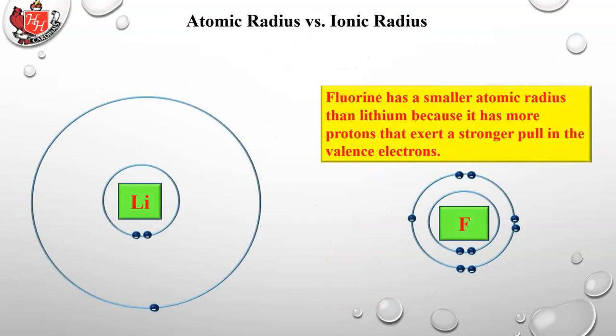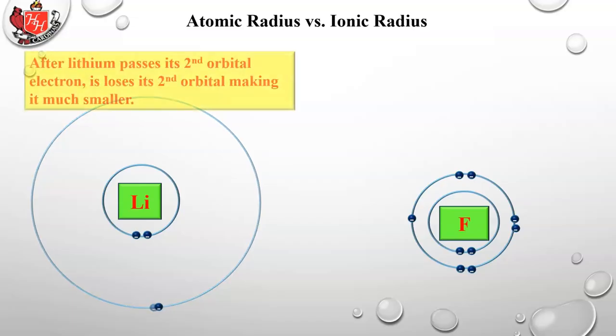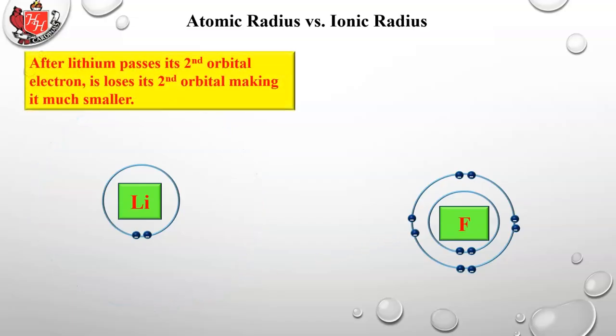Now, we talked about this, but atomic radius and ionic radius are different. So let's look at this here. So fluorine has a smaller atomic radius than lithium because it has more protons that exert a stronger pull on the valence electron. So we've seen this before. Now after lithium passes its second orbital electron, it loses its second orbital, making it much smaller. So you see the lithium became much smaller.